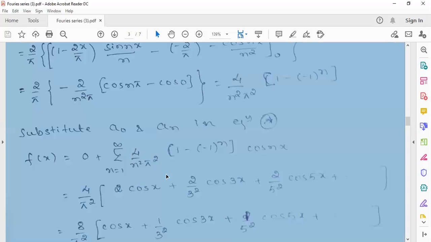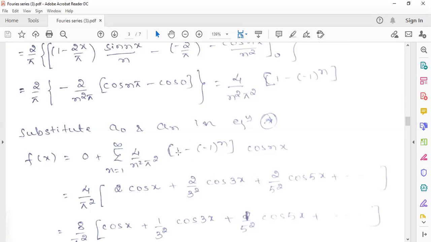If you put n equals 1, it will become 1 by 1 square into 1 minus minus 1 raised to n. Minus 1 raised to 1 will be minus 1. Minus of minus 1 will become plus 1. That is 2 cos x. If you put n equals 2, this will be 0. If you put n equals 3, you will get 2 by 3 square into cos 3x. If you put n equals 4, this will be 0. If you put n equals 5, you will get 2 by 5 square cos 5x.